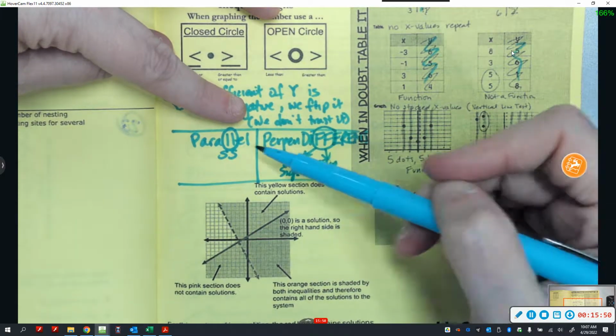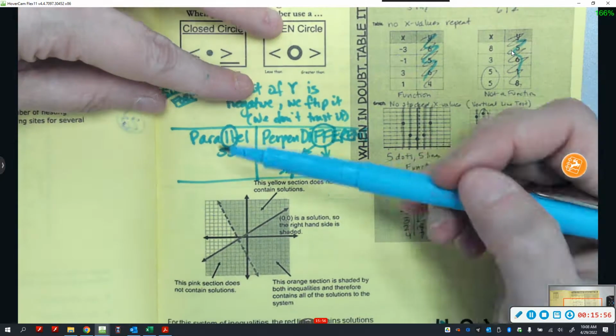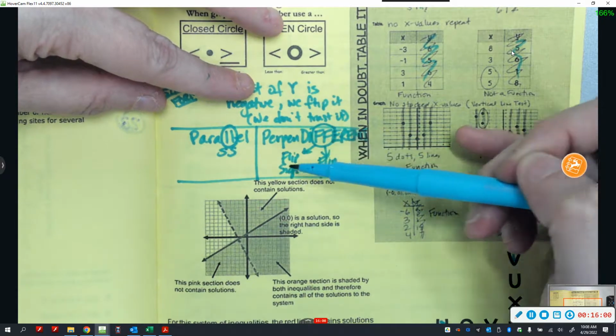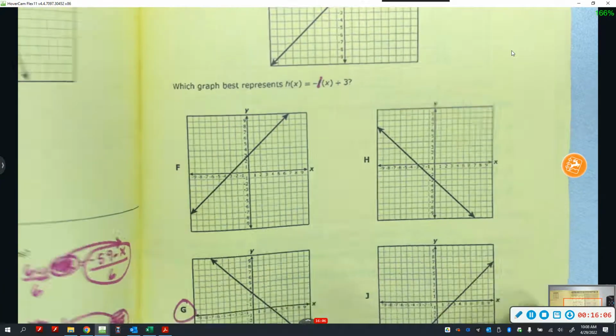So when I see parallel, the slope should be exactly the same. Parallel and perpendicular are all about the slope. The slope is the same for parallel, the slope is different for perpendicular. How is it different? I've got to flip the sign and flip the fraction. So let's flip on back. We did these questions a while back. This is like page 29, okay?